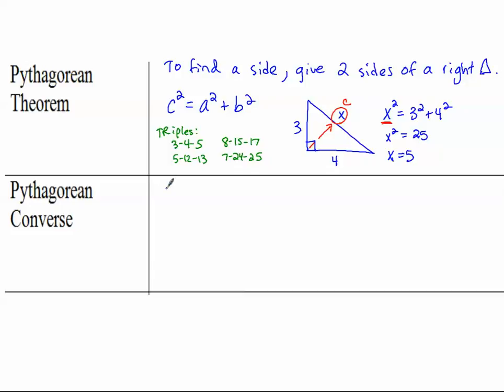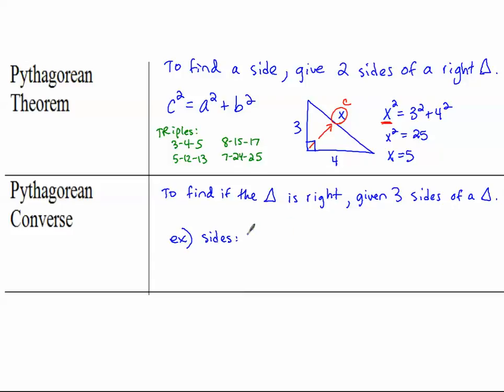The Pythagorean converse. To find if the triangle is a right triangle. To find out if the triangle is right, given three sides of a triangle. For example, we're told here's a triangle. The side lengths are 3, 4, and 6. Is it a right triangle? So how do we do that?